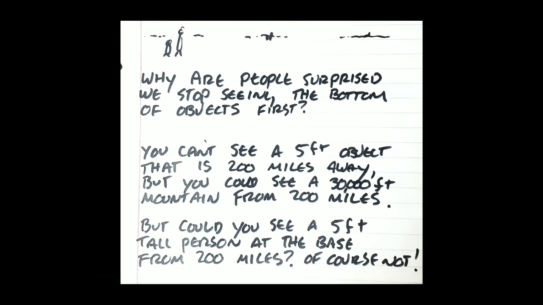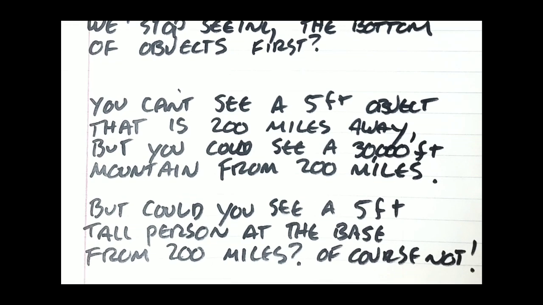Okay, moving on. Why are people surprised we stop seeing the bottom of objects first? Let me give you another example. You can't see a 5-foot object that's 200 miles away. You just can't. The human eye can't see like that. You cannot take a 5-foot tall object, move it 200 miles away, and still expect to see it. It's too small, meaning it has collapsed to a point where it's just not discernible from the horizon.